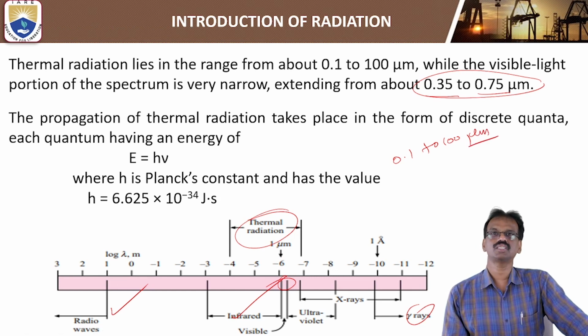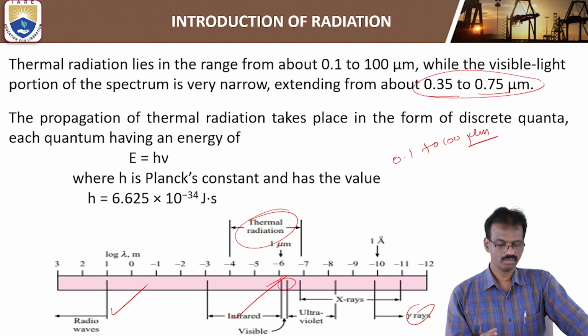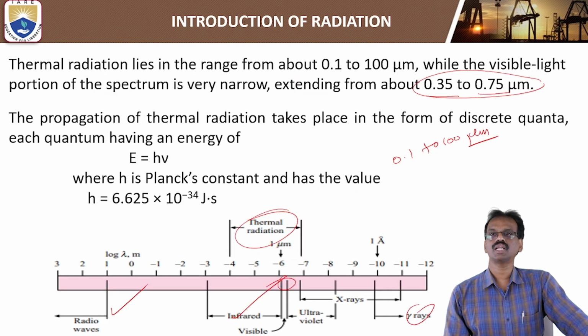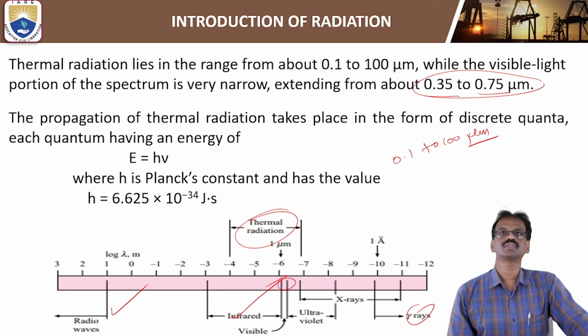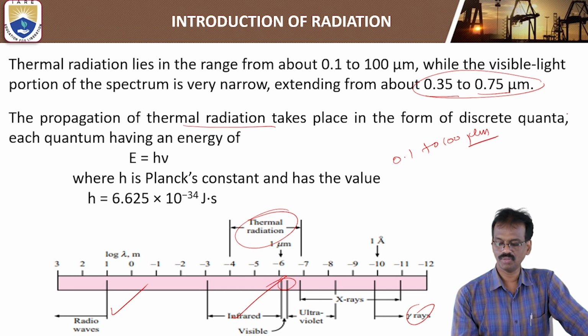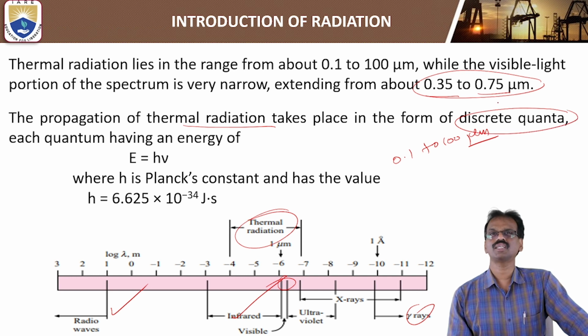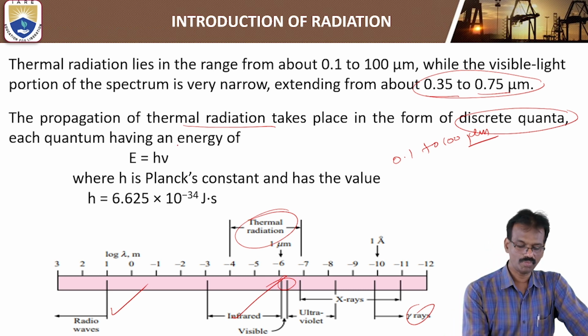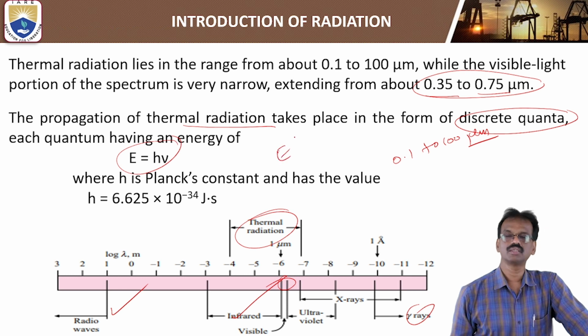Based upon the range of wavelengths, different types of rays occur. This is the spectrum we already learned in physics. The propagation of thermal radiation takes place in the form of discrete quanta, which means thermal energy is transferred in the form of quanta. This is the formula for each quantum: energy is equal to h nu.